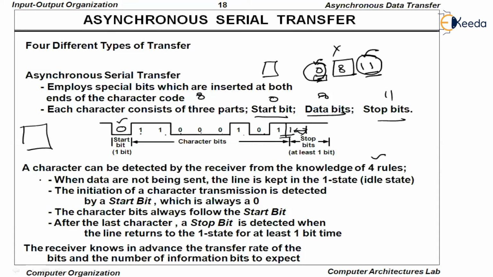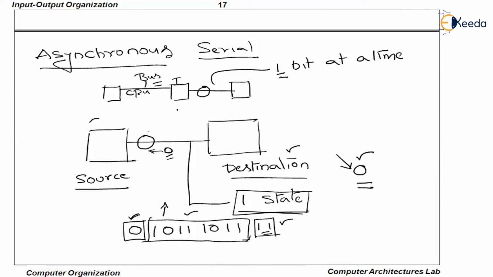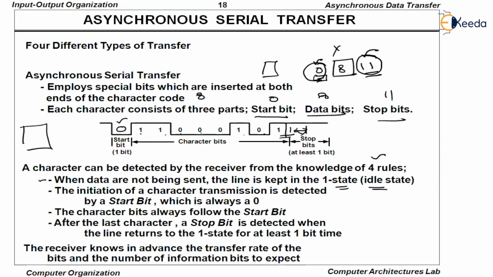The first rule is, when the data is not being sent, the line is kept in one state, the idle state, meaning some ones are being transmitted. Some ones will get transmitted: 1 1 1 1, which means that there is no transfer. Next thing is, the character bits always follow the starting digit, which is a 0. The initiation of the character transmission is detected by a start bit, which is always a 0. The character bits always follow the start bit, that is equal to 0.